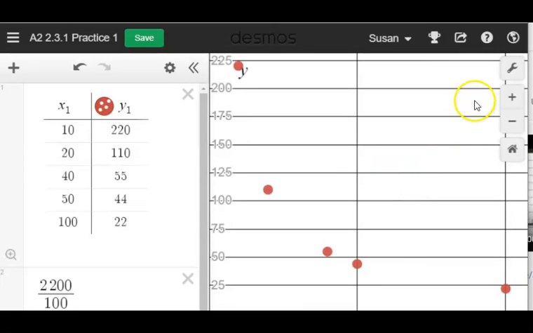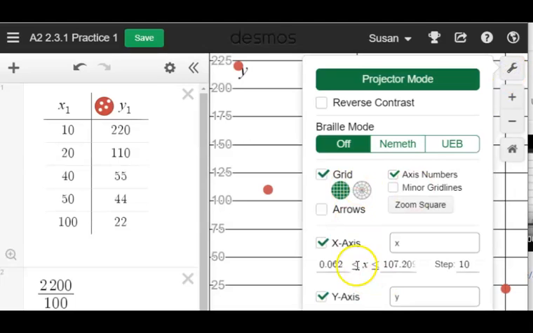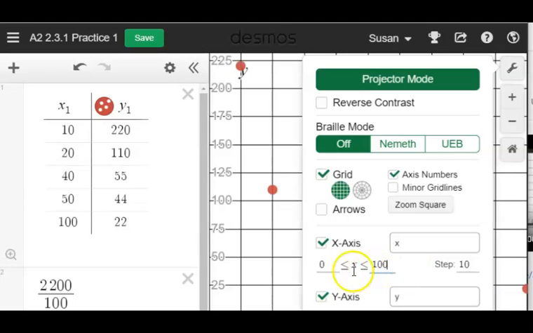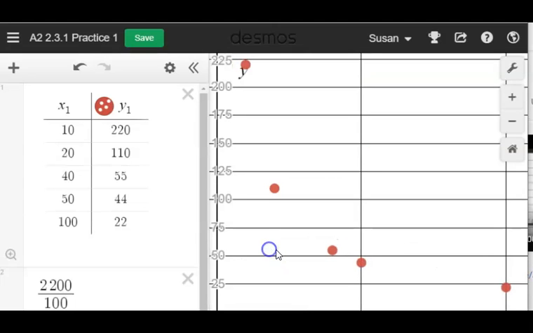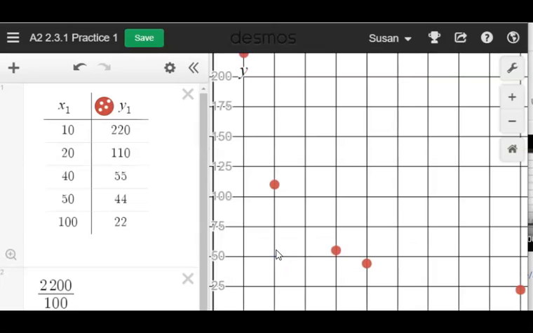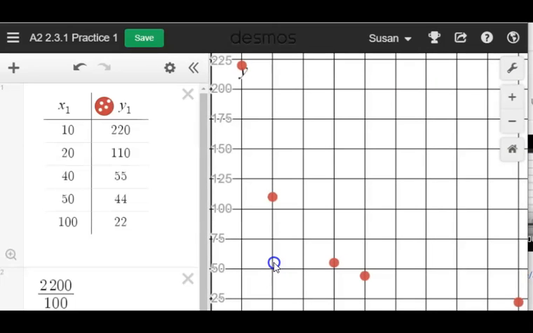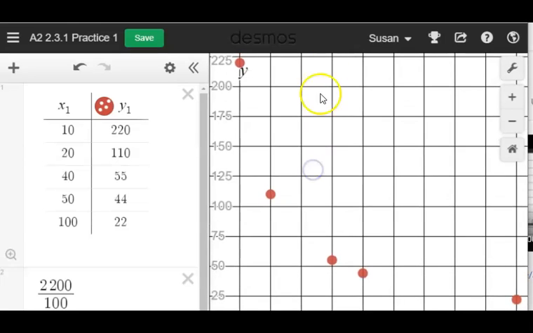So if you want to adjust your x's, it says I'm counting by tens. So we can go from 0 to, I guess, 100. Better make that 110. There we go. All right, that looks pretty good. So you're getting the idea.